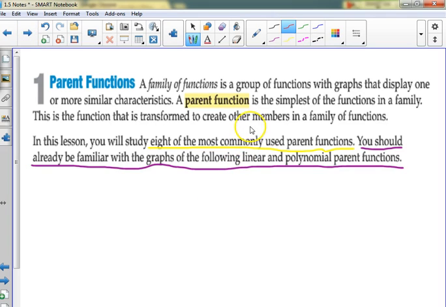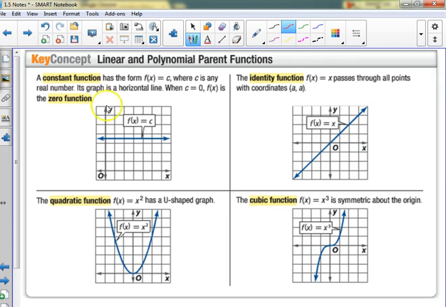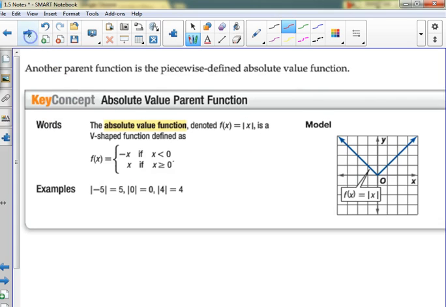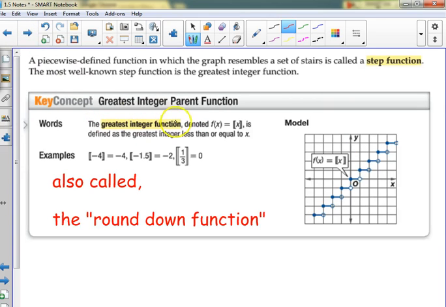All right. So a parent function is the simplest function in what we call a family. Okay, a group of functions that are very similar. Now, we're going to talk about the constant function today, the identity function, which is also just linear, the quadratic function, the cubic function, the square root, and reciprocal functions. We don't do reciprocal very often. Absolute value function, which you did a lot of in Algebra 2.